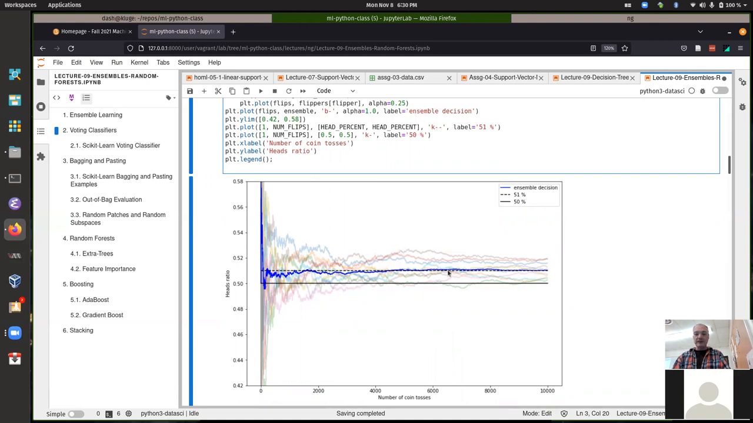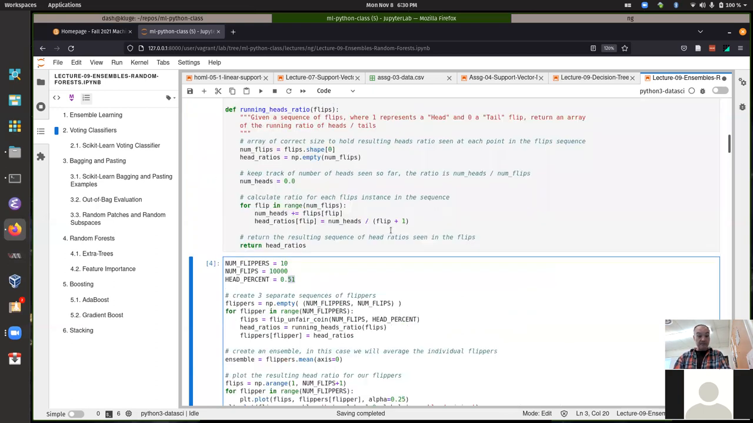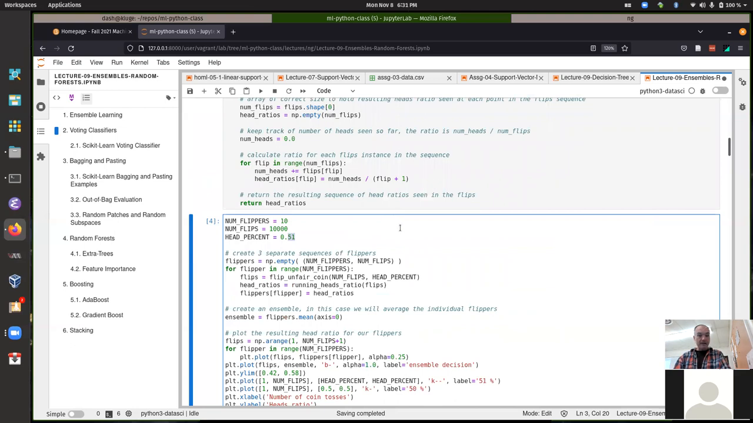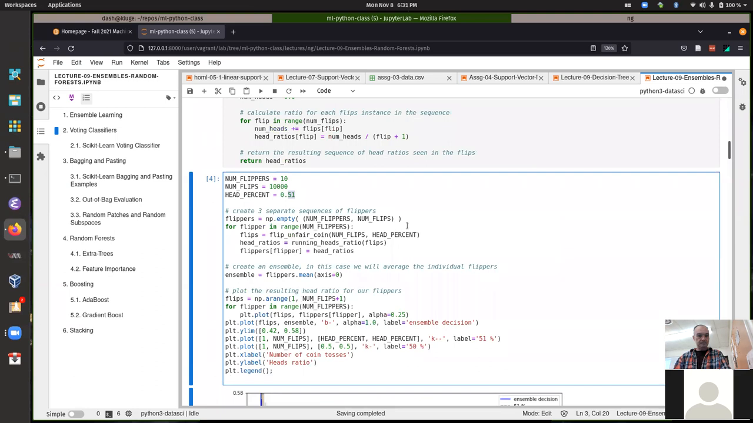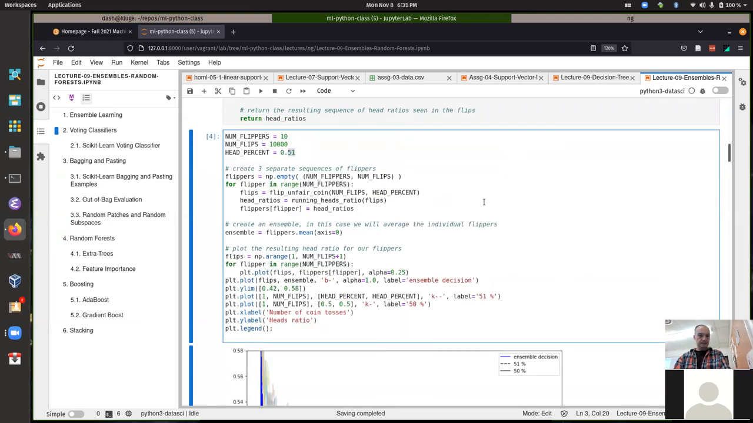But the true value is 51% here. If you ensemble all of these, adding them all together, you'll see that it converges pretty closely to the correct one, whereas individual ones tend to be above and below. In this case, we're creating 10 of these predictors. That's the num flippers.